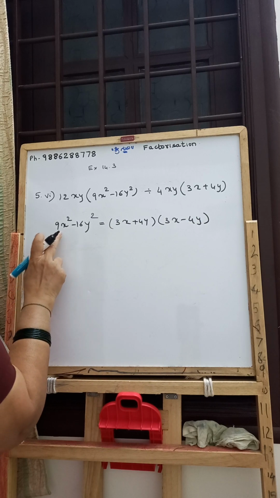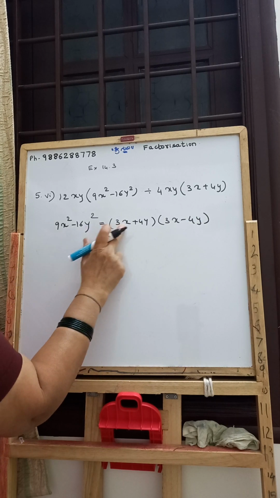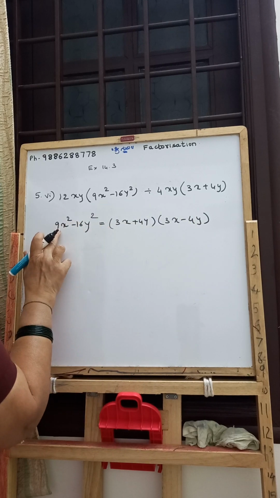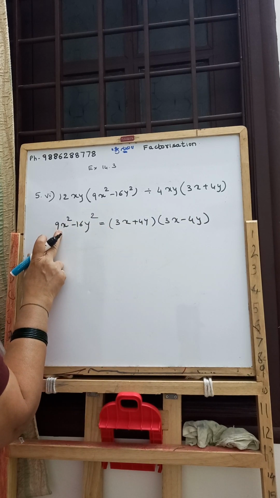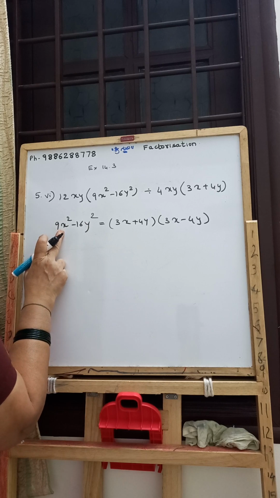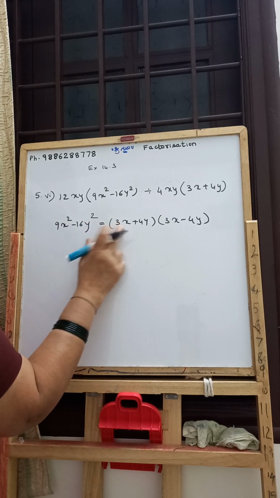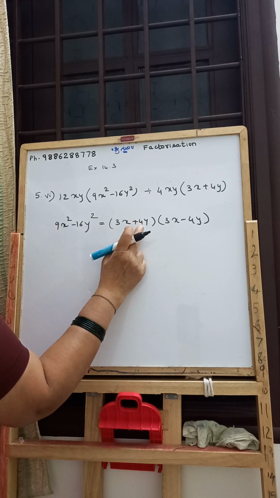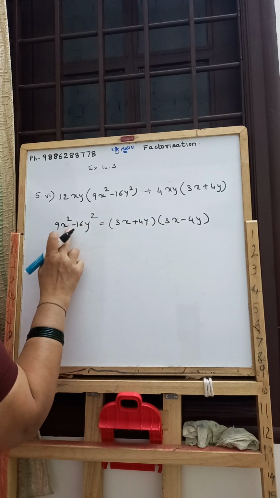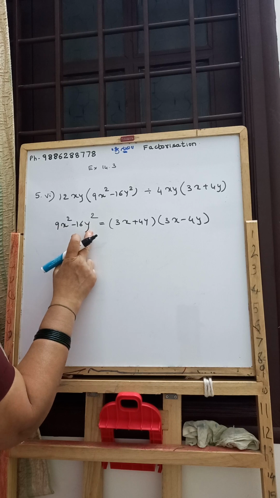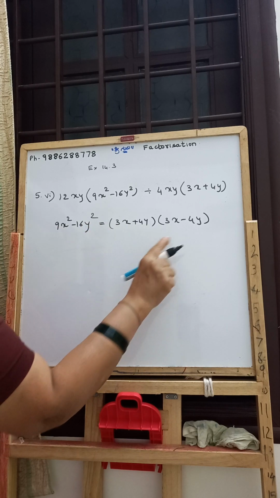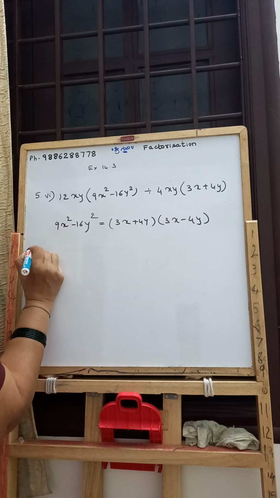using the identity a square minus b square, a plus b, a minus b. A is 3x here because 9x square is the square of 3x. It's in the form a square, and this term is 4y bracket square. 4 4s are 16, y into y is y square. Therefore, the factors are 3x plus 4y in one bracket and 3x minus 4y in another bracket.